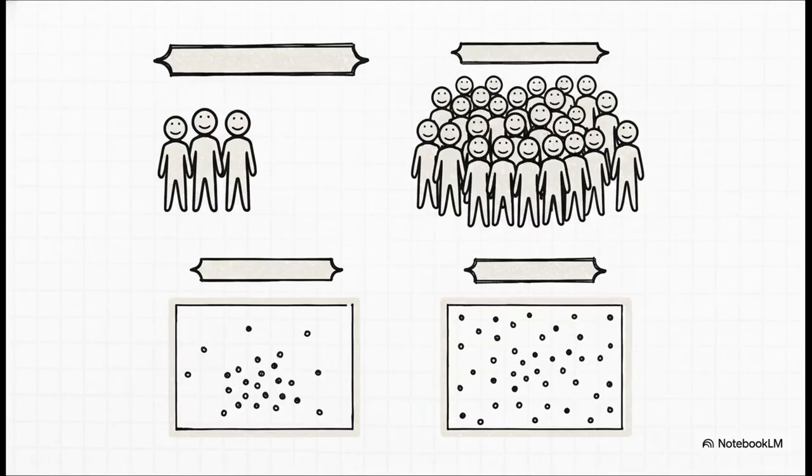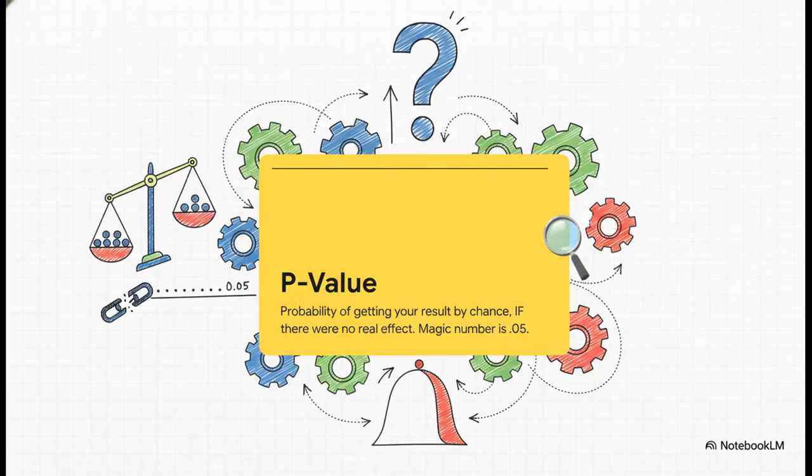So, what makes that interval narrow or wide? Well, it's mostly two big things. First, your sample size. The more people you test, the more precise your estimate gets, and the narrower that CI becomes. Makes sense, right? Second is the variability in your data. If your scores are all over the place to begin with, your CI is going to be wider to reflect that uncertainty.